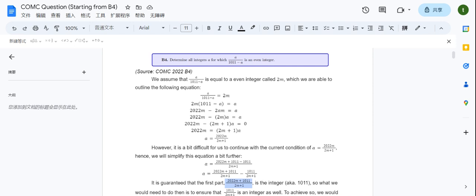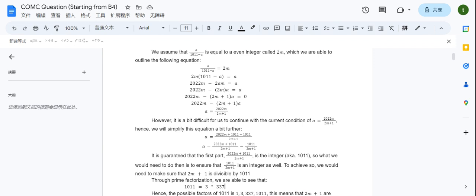So what we need to do then is to ensure that 1011 divided by 2m plus 1 is also an integer. To achieve so, we need to make sure that 2m plus 1 is a divisor of 1011. Through prime factorization, we can see that 1011 is equal to 3 times 337, where 337 itself is a prime number. It is a bit time consuming to find that 337 is prime, but I think we only need to test whether it's divisible by 2, 3, 5, 7, 11, 13, 17, and 19.